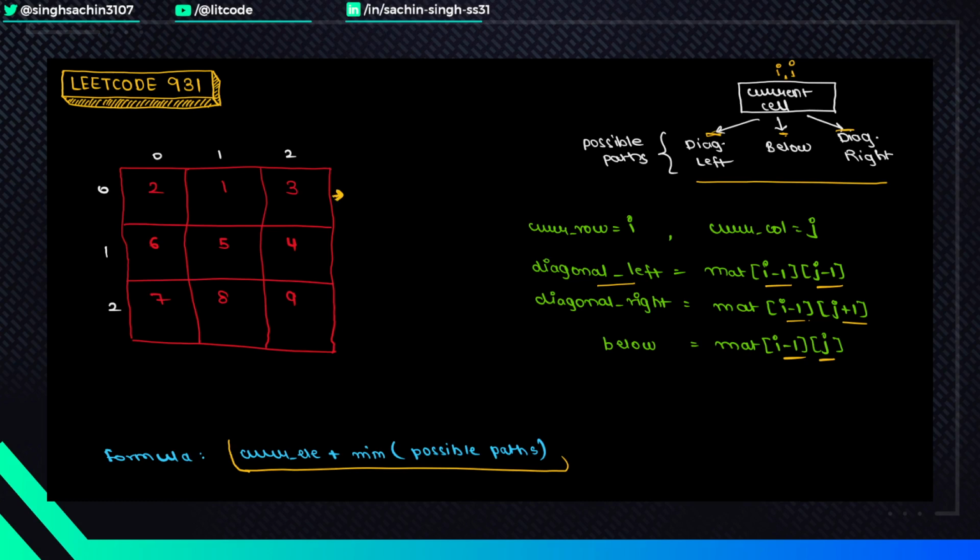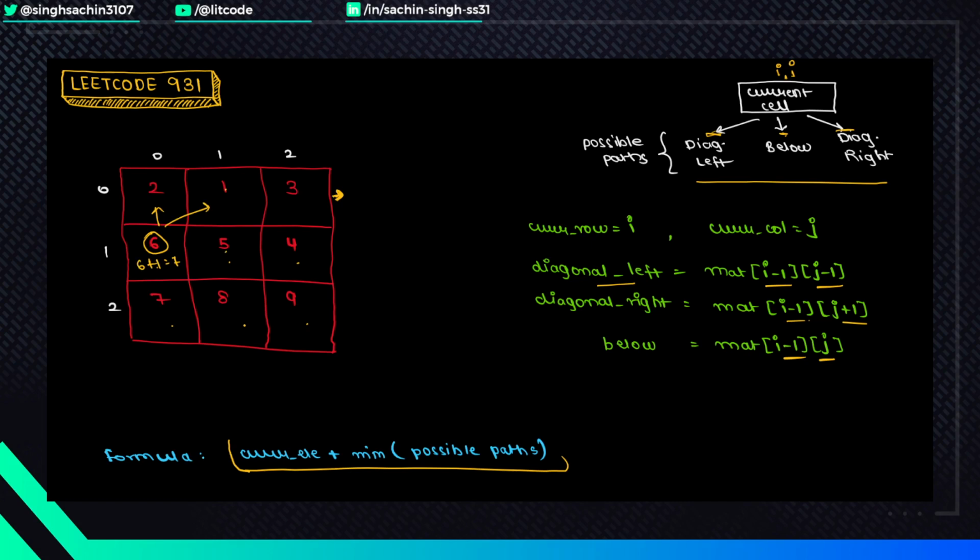Now from the second row we will iterate through each element one by one: 6, 5, 4, 7, 8, 9, and we'll check each possible path. For example, from 6 I can either go to 2 and 1. The minimum is 1, so we will add 1 to it, so it will be 6 plus 1 equals 7.